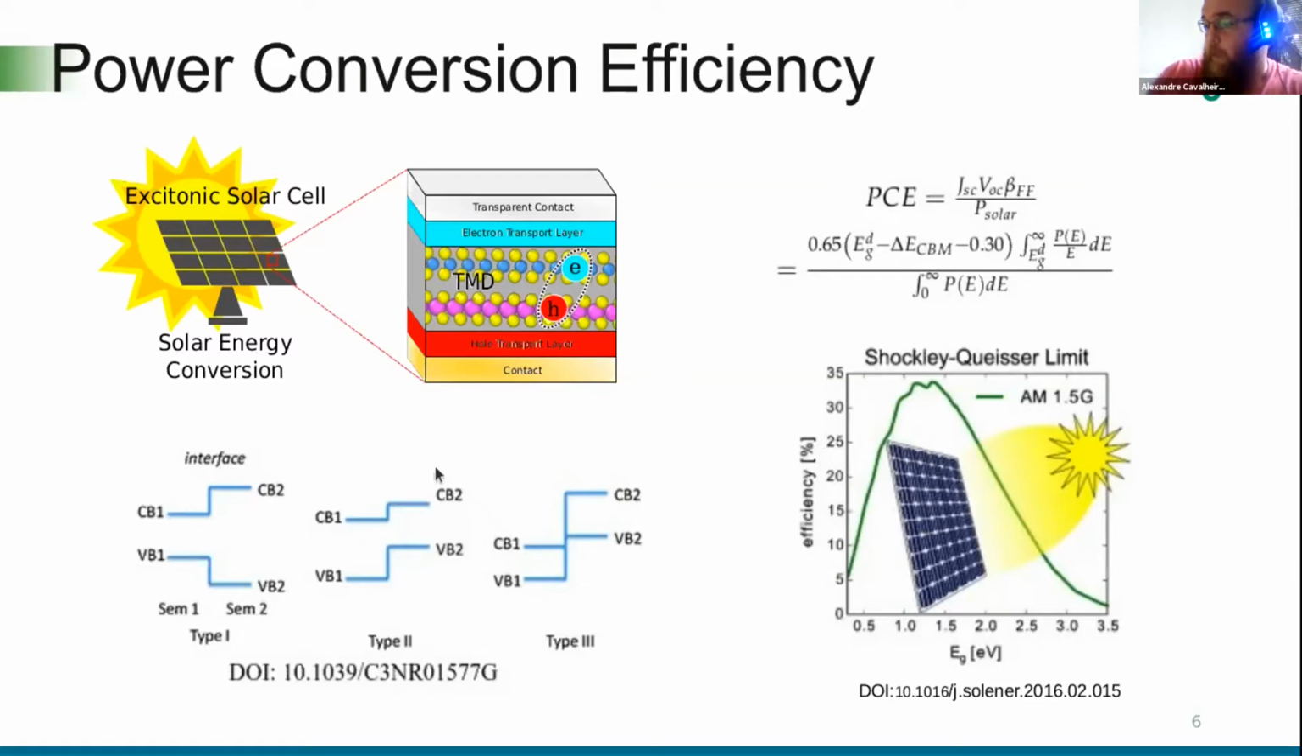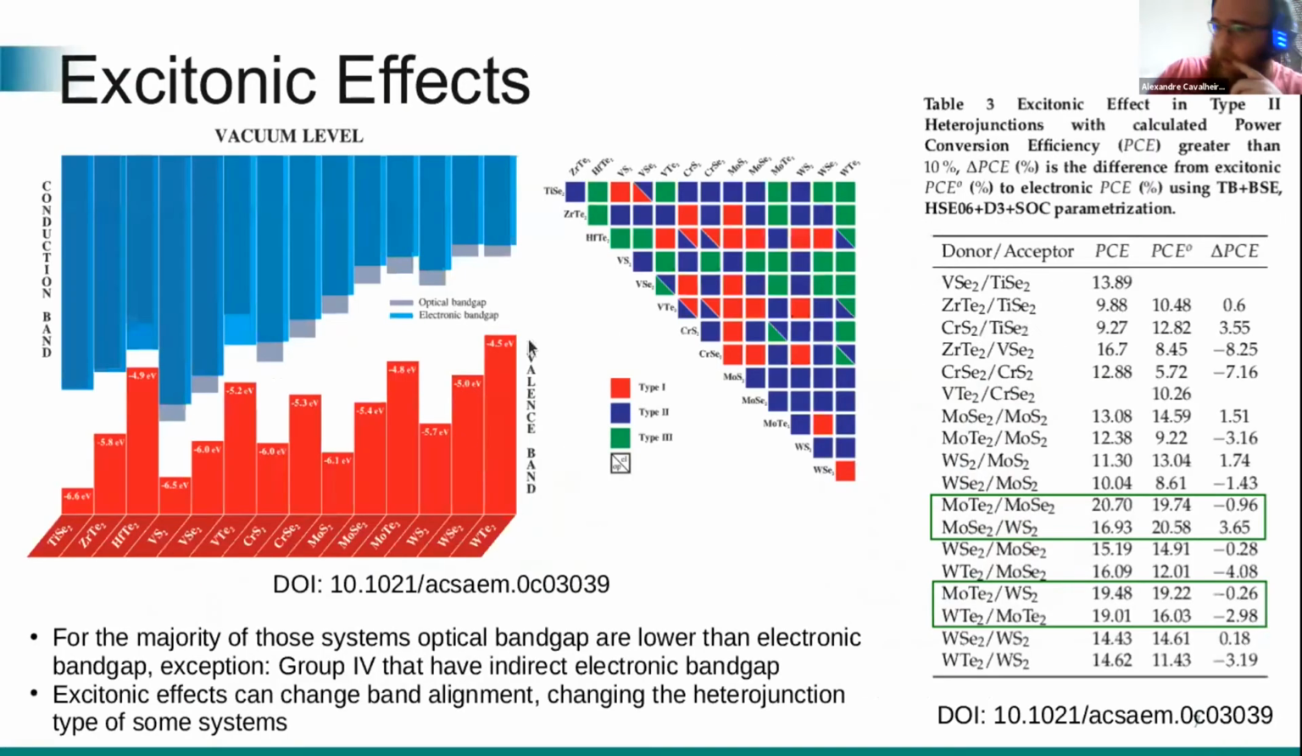And of course, we are interested in type 2 heterojunctions. To see which kind of heterojunction is formed here, we can make some kind of band alignment, using the vacuum level as the reference. And it's interesting because we perform this with and without excitonic effects. So we use the electronic band gap and the optical band gap, the optical band gap being obtained with excitonic effects.